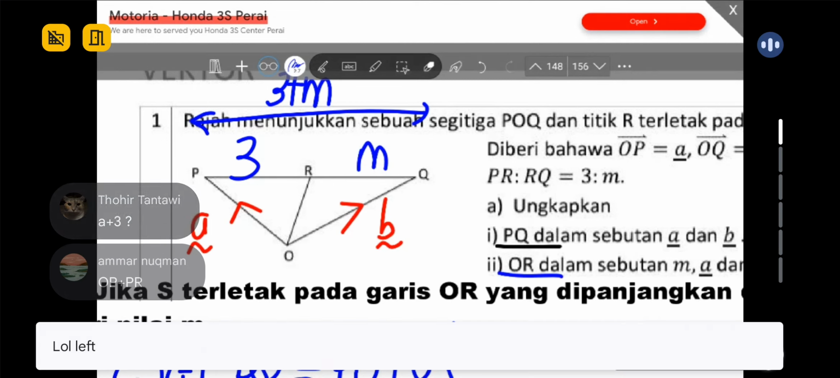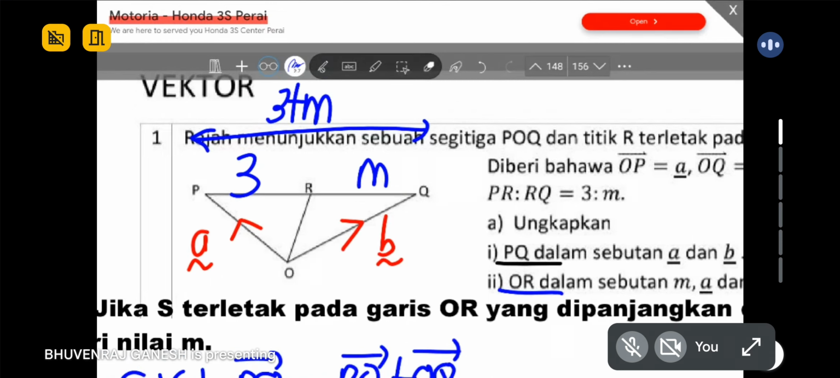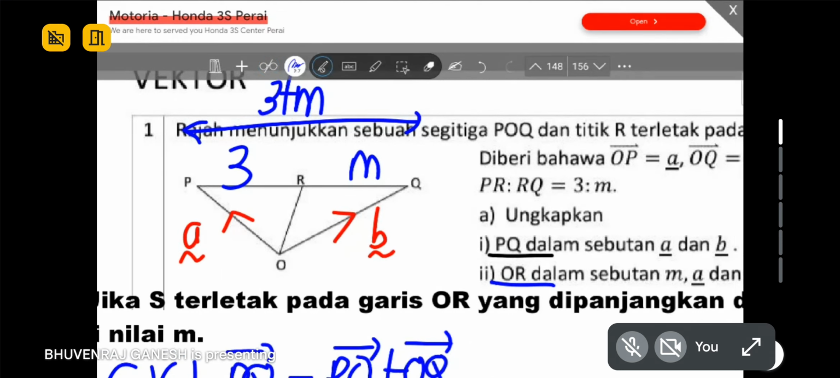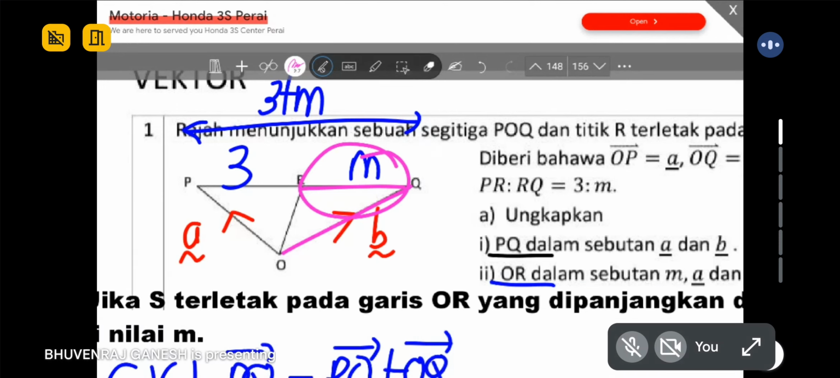More people. OR is equal to what? Okay, the answer is OR is equal to OP plus PR. Some people say OQ plus QR for OR. Actually it is not wrong. But if you say OQ plus QR, guys, do you have information for QR? Do you have a vector for QR? You don't, right?